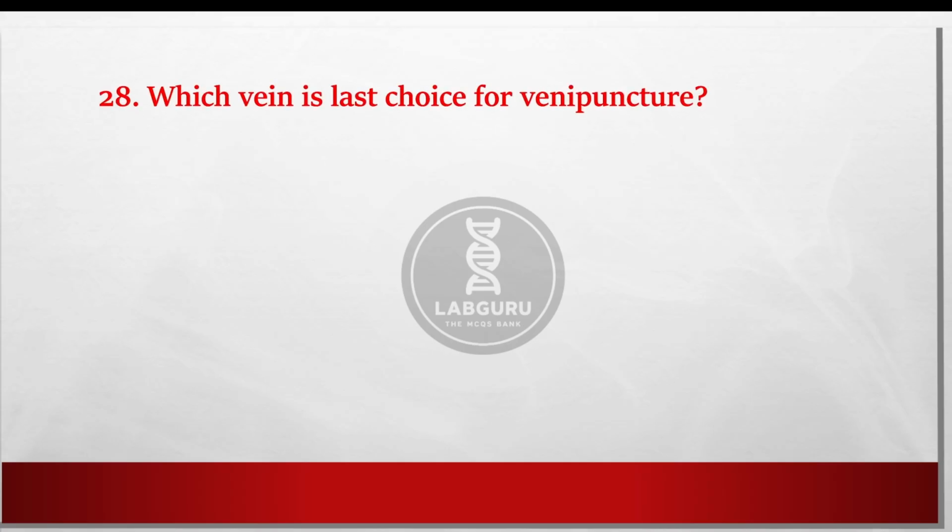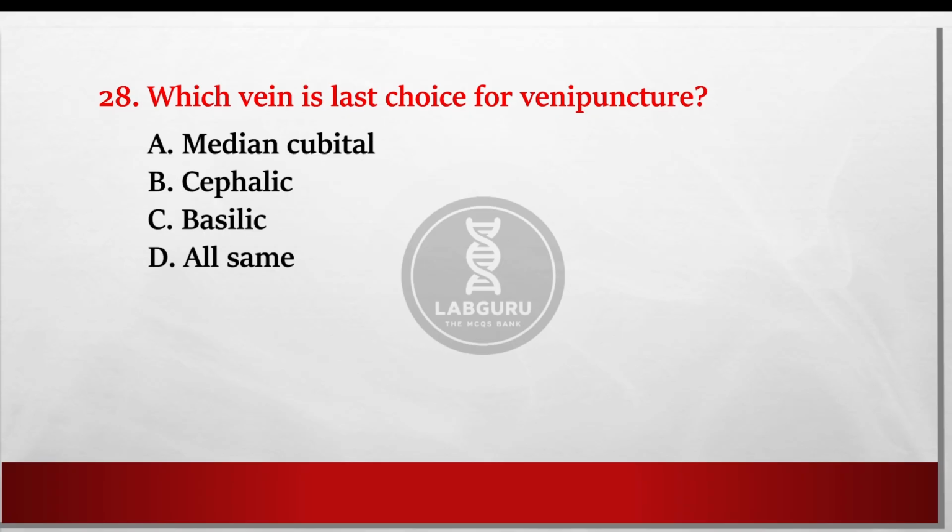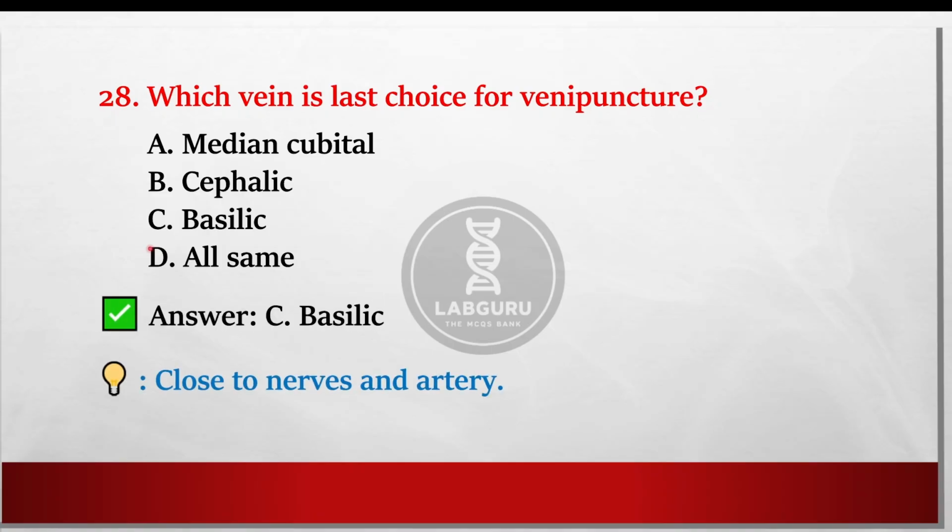Question number 28. Which vein is the last choice for vein puncture? Among these options, which vein will we prefer last? Option A is median cubital, option B is cephalic, option C is basilic, and option D is all are the same. So here the right answer is basilic. Why? Because the basilic is very close to the nerves and artery.